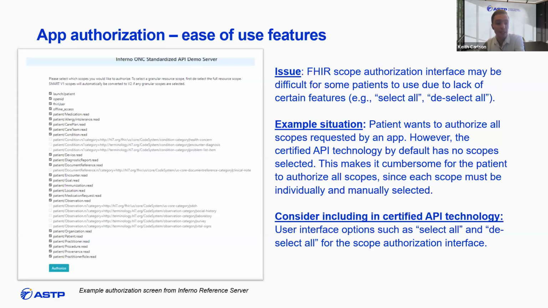We've heard feedback that in some cases the app authorization screens lack some obvious ease of use features. For example, when patients are presented an authorization screen with a list of scopes to select or deselect, in some cases they don't have simple select all or deselect all buttons, which are simple things that could make the user experience better for a patient. So we want to note it's something to consider. We encourage folks to consider these user experience things, especially select all and deselect all when appropriate for authorization scopes. We can go to the next slide.